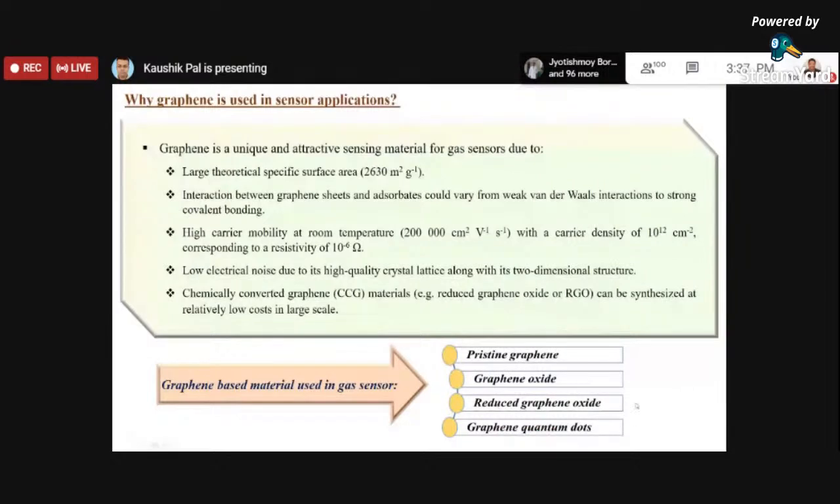So why is graphene used in sensor applications? Graphene is a unique and attractive sensing material for gas sensors due to its large theoretical specific surface area, that is 2630 square meters per gram. Now you can understand, as I told you at the initial stage, that there are n number of materials, but why are we choosing a particular material? Because that material should have the capability to serve my purpose. I cannot take just any random material.